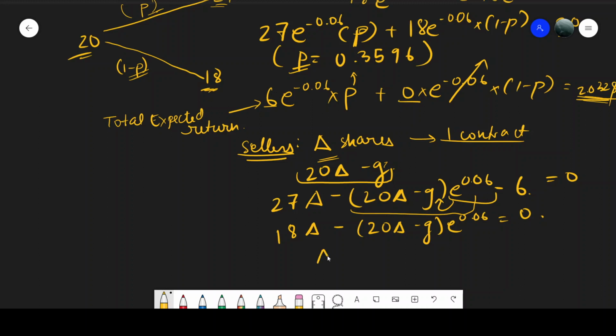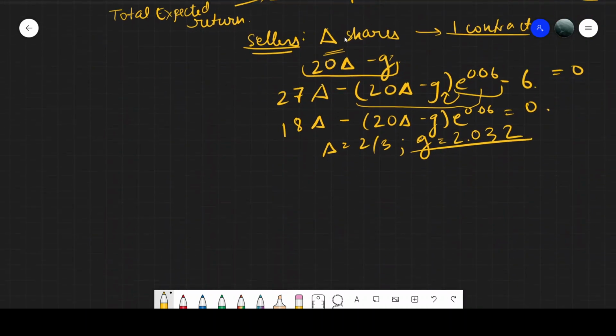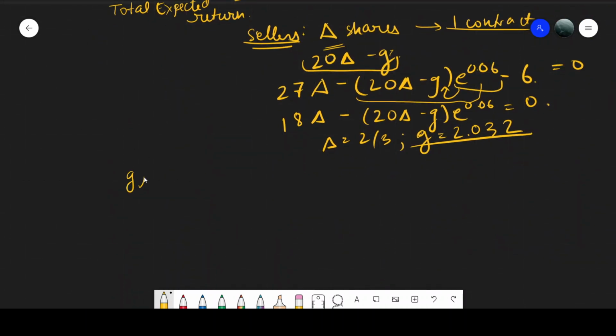So when I solve this, I'll get the value of delta as 2 by 3. And when I solve this, I'll get the value of G as 2.032. This is the value of the call option, which is exactly equal to what we got from the buyer's perspective. We arrived at the same value from the seller's perspective as well. So we can say that G buyer is equal to G seller, and hence the buyer and the seller agree on a price that is fair. Both acted independently and both arrived at the same price of the contract.